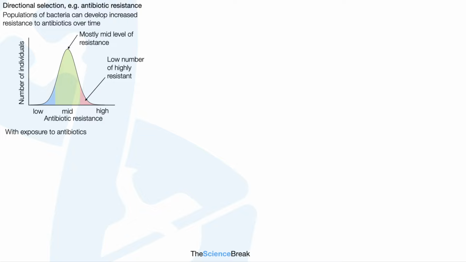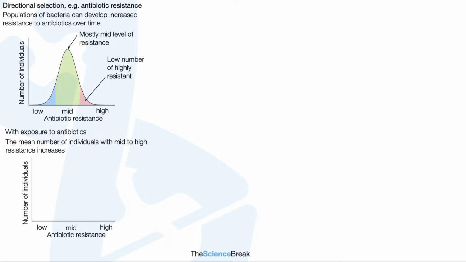With exposure to antibiotics, the mean number of individuals with mid to high resistance increases because they are more likely to survive in the presence of antibiotics. The graph shifts to look like this. The mean number of individuals with mid to high resistance increases. The graph has shifted to the right. We call this directional selection.